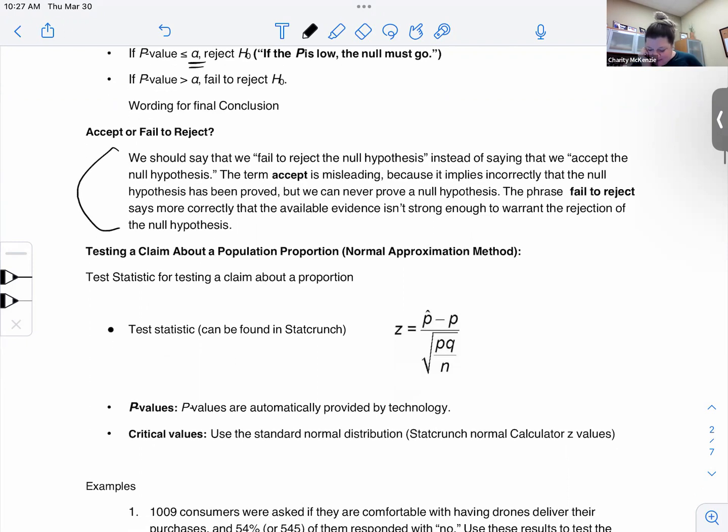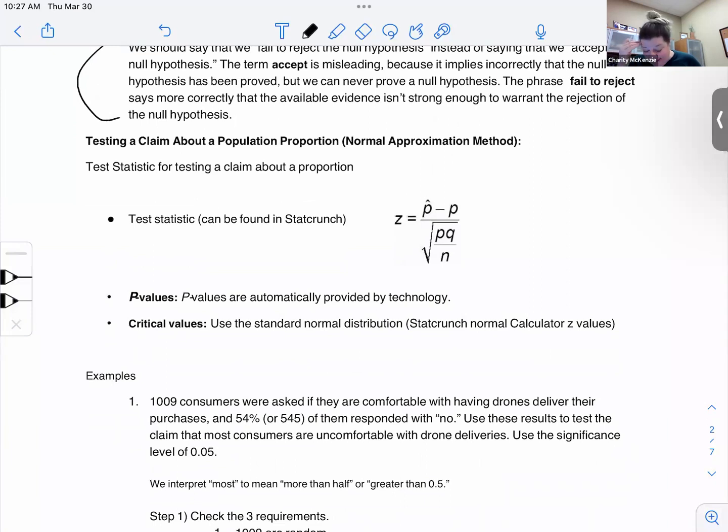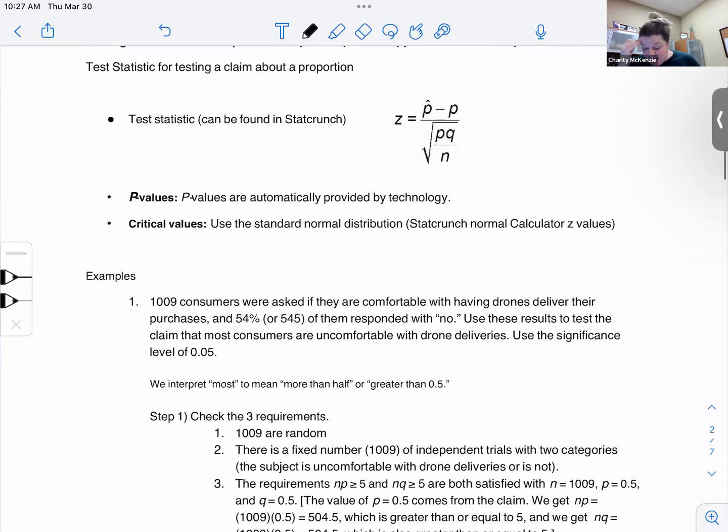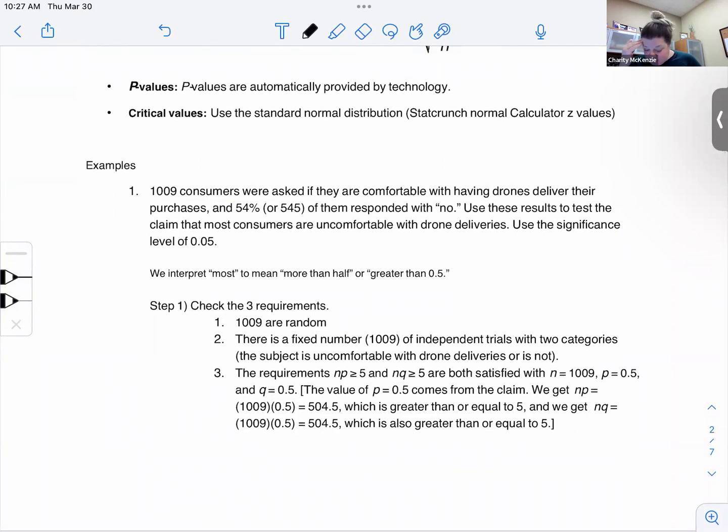Okay, so we have this test statistic, and this test statistic is used for the other method, really. It's the critical value method. We don't really use this method anymore, but you still have to find this test statistic in all of your homework. So we'll find it on StatCrunch, or you could use this formula. And this talks about p-values, critical values. Let's go through this example here.